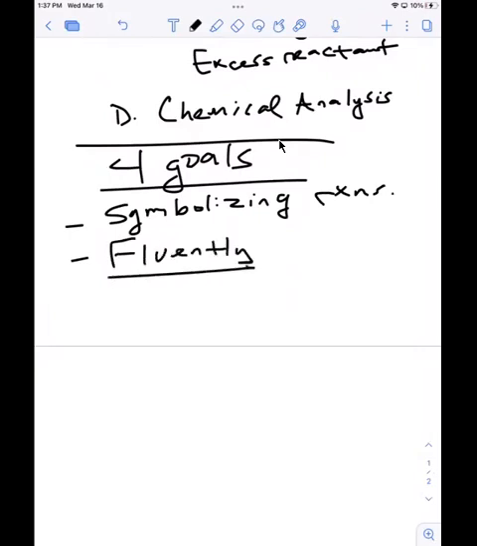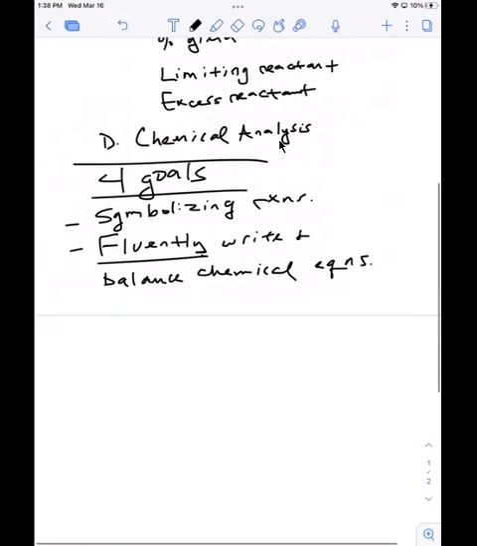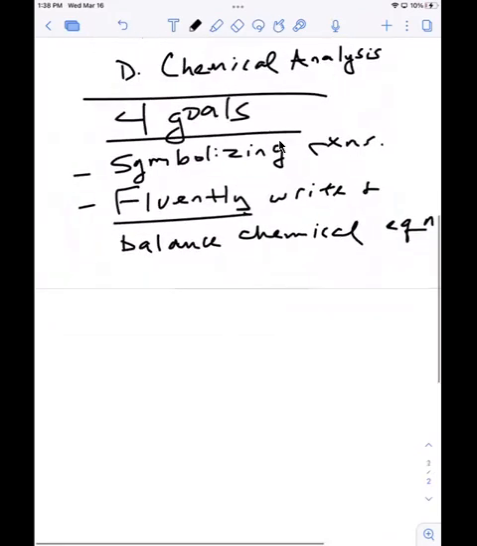This is the operative word, fluently. So fluently write and balance chemical equations. And then we also want to, and I'm going to say three because two of these goals are very similar.